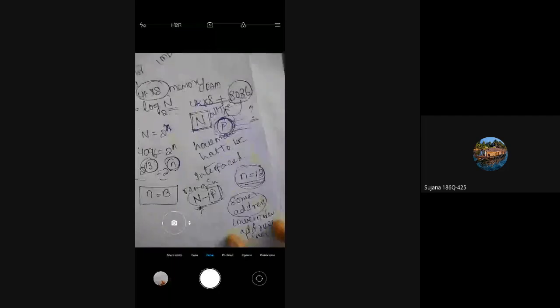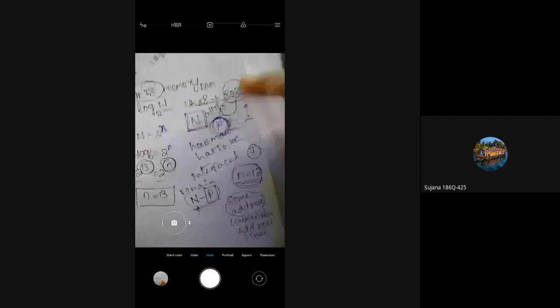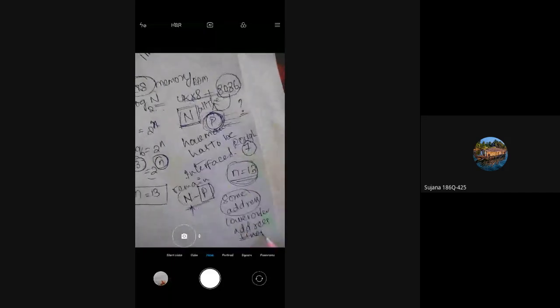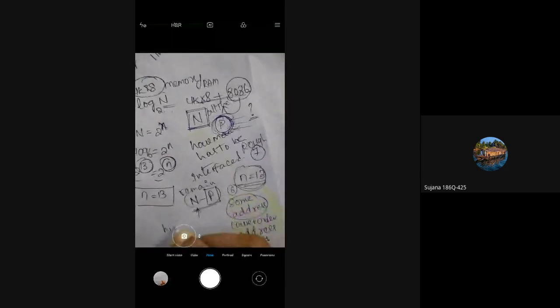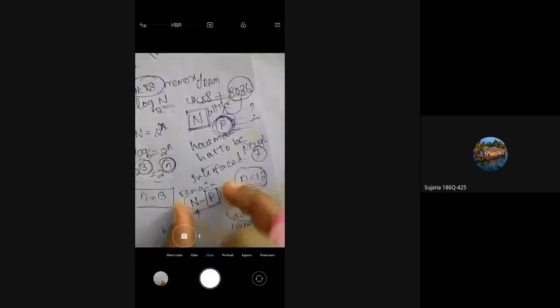Suppose I am using 7 address lines for connecting all the p locations to 8086. This is not the exact value, I am considering it roughly. So these 7 address lines are called lower order address lines. The remaining 6 are called higher order address lines, the address lines used to indicate these n minus p locations.